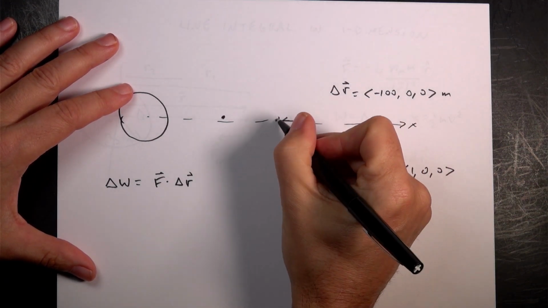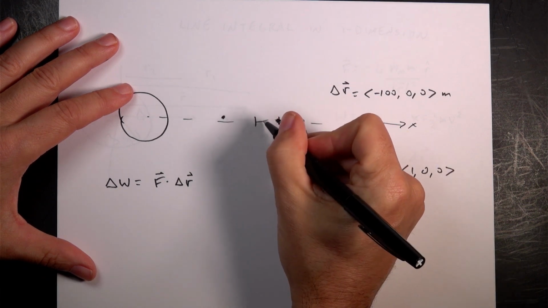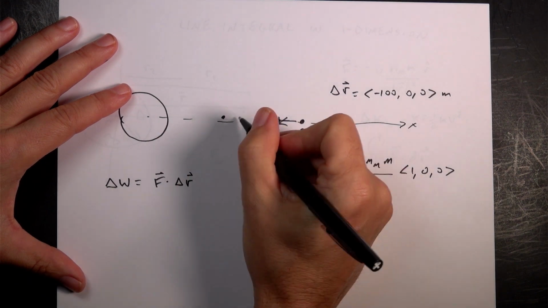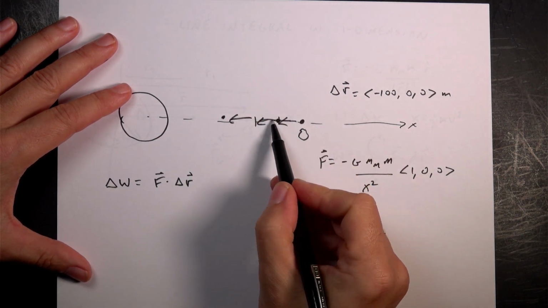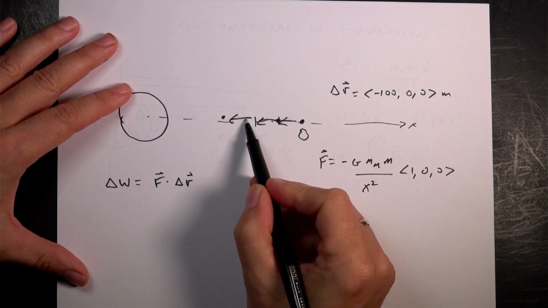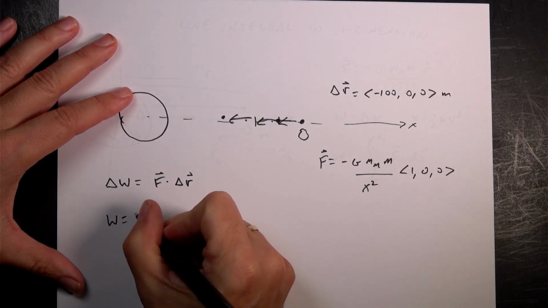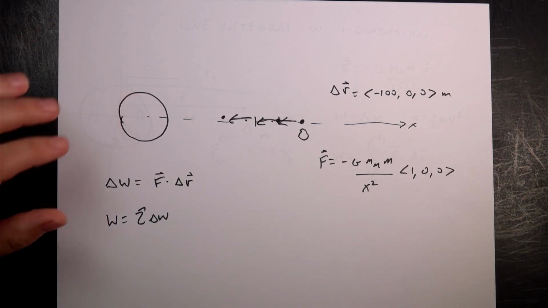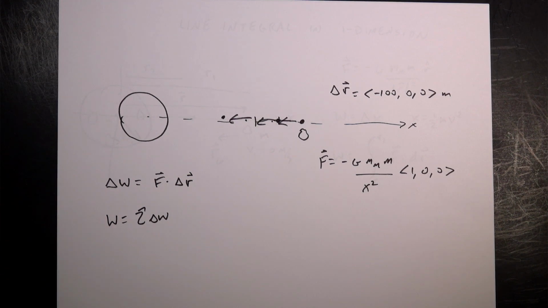Then I can move my rock right there and do it again for another delta r, and I'll calculate another delta W. And then I'll do it again, and I'll calculate all these works over the little paths, and then the total work will just be the sum of delta W. Does that make sense? I think I like it that way.